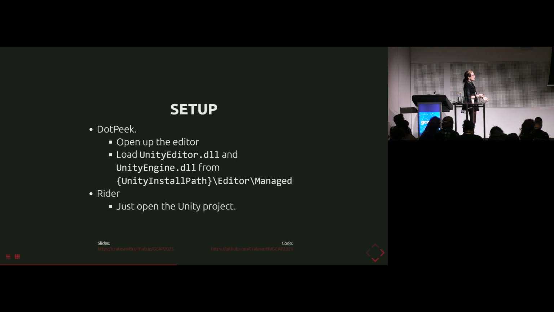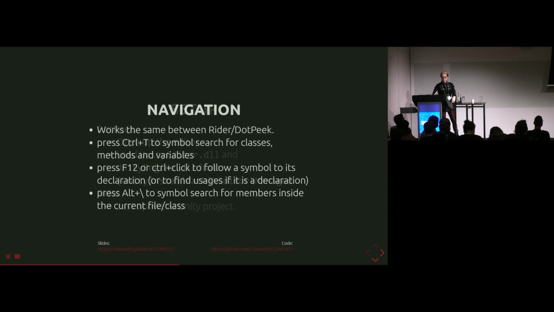So how do you set this up? Basically open up dotPeek, grab the UnityEditor and UnityEngine DLLs from your Unity install path, and just drag them into the project, into the sidebar, or you can just file open them. In Rider, if you just open a Unity project, it's ready to go. Then it works just like an IDE. You press Control-T to do a full project-wide symbol search. And it's F12 or Control-Click to go from any symbol to its definition. If you're at the definition, doing the same will find usages.